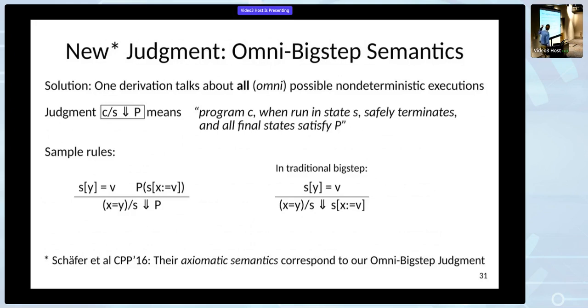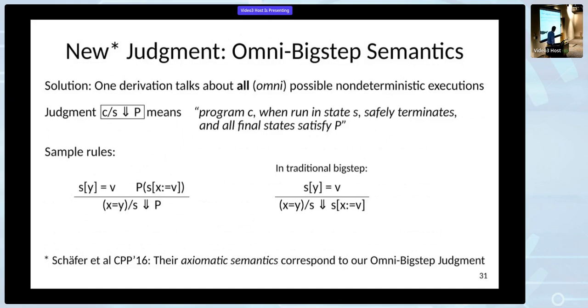So the solution is that one derivation talks about all possible non-deterministic executions. So we define a judgment that's written as follows. It has just a postcondition instead of a final state on the right-hand side of this down arrow. And it's defined to mean exactly this statement that we want. To give you a few sample rules, here is the judgment for assignment of program variable y to program variable x. And so y must be bound in the current state. And what we need to check is that the postcondition holds for this updated state.